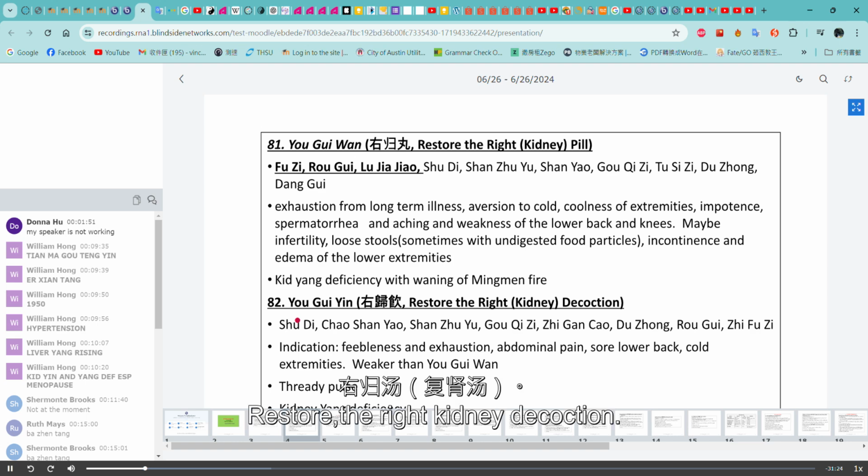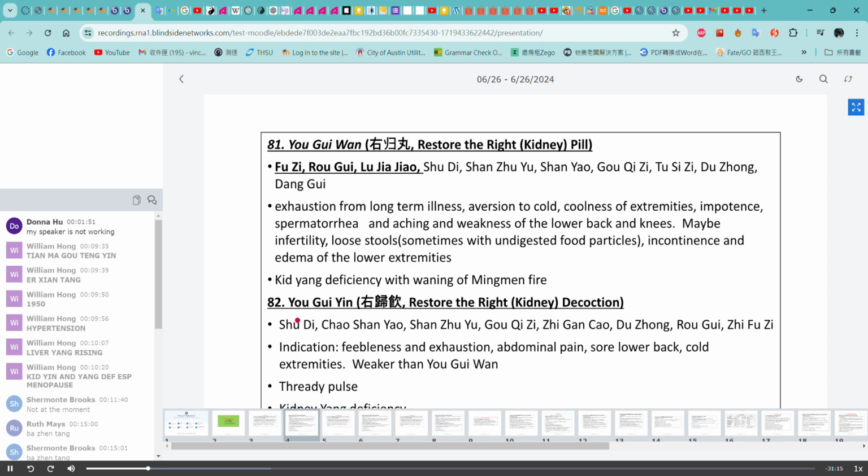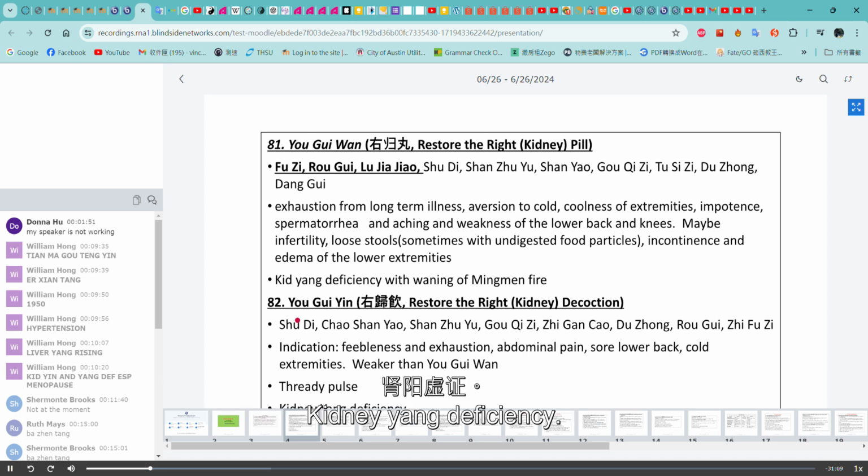You Gui Yin, Restore the Right Kidney Decoction. Shudi, Chao Shanyao, Shan Zhu Yu, Gouqizi, Zhi Gan Cao, Duzhong, Rougui, Zhi Fuzi. Indication: feebleness and exhaustion, abdominal pain, sore lower back, cold extremities, weaker than You Gui Wan. Thready pulse, kidney yang deficiency.